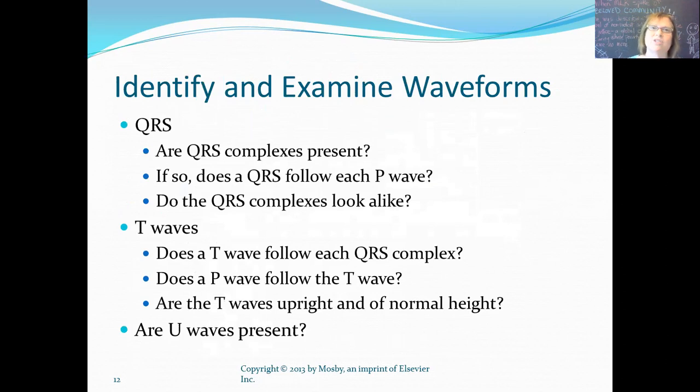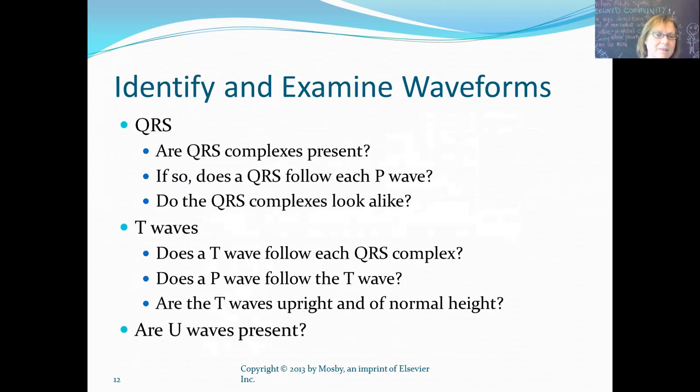So those 3 questions with the QRS. One, are they present? No QRS, no ventricular conduction. Problematic, right? Because we don't then have contraction of the ventricles. No cardiac output with that. So do we have a QRS complex? An example of a rhythm where we might not have a QRS complex would be asystole, right?